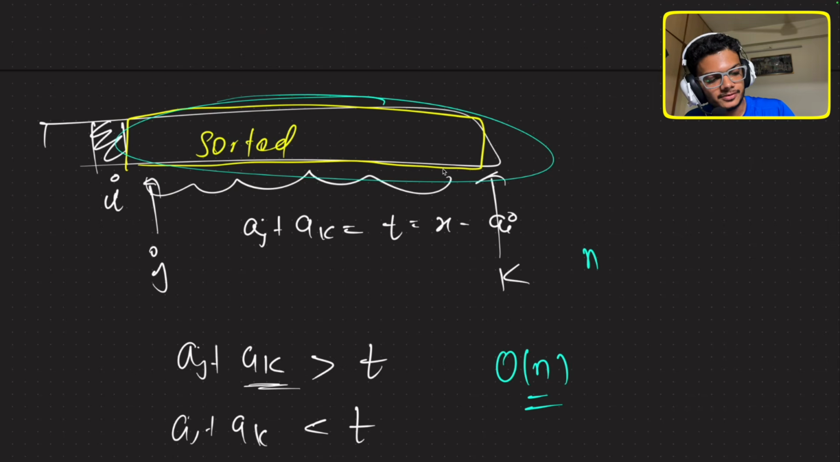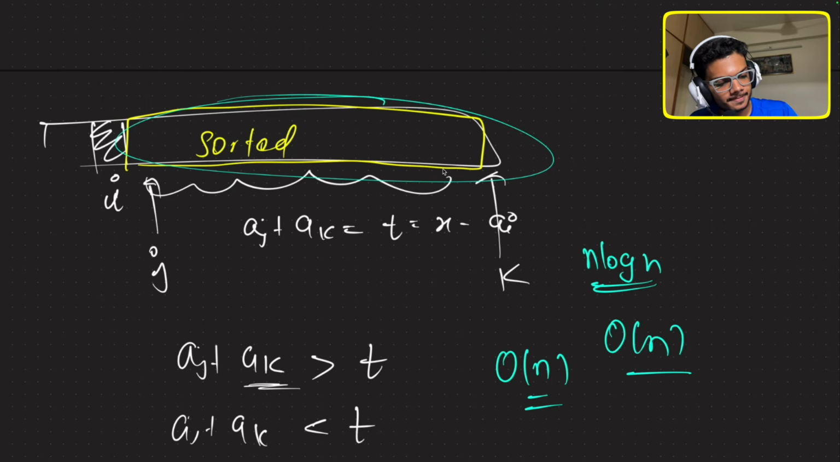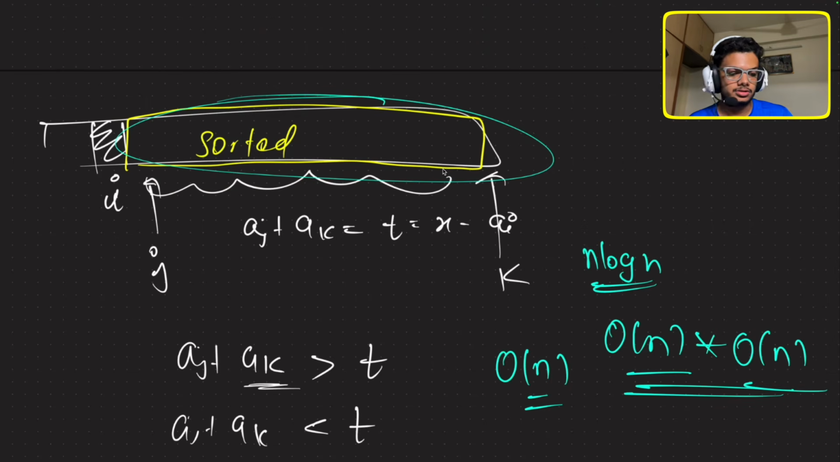So initially we can sort the array. Initially it will consume n log n time, and afterwards for each sub problem, how many sub problems are there? N. For each sub problem, we are going to consume order of n time. So this can be solved in order of n square, right? So n log n for sorting the array, and then for each sub problem, we consume order of n.